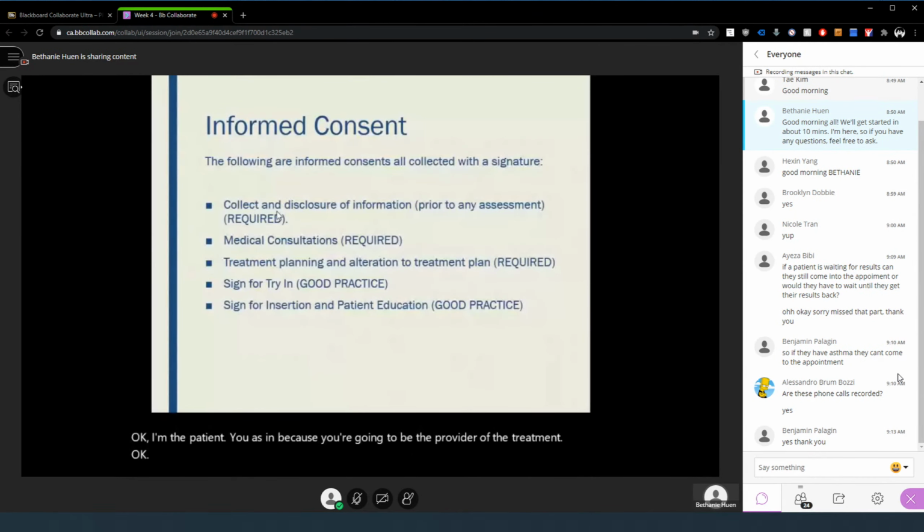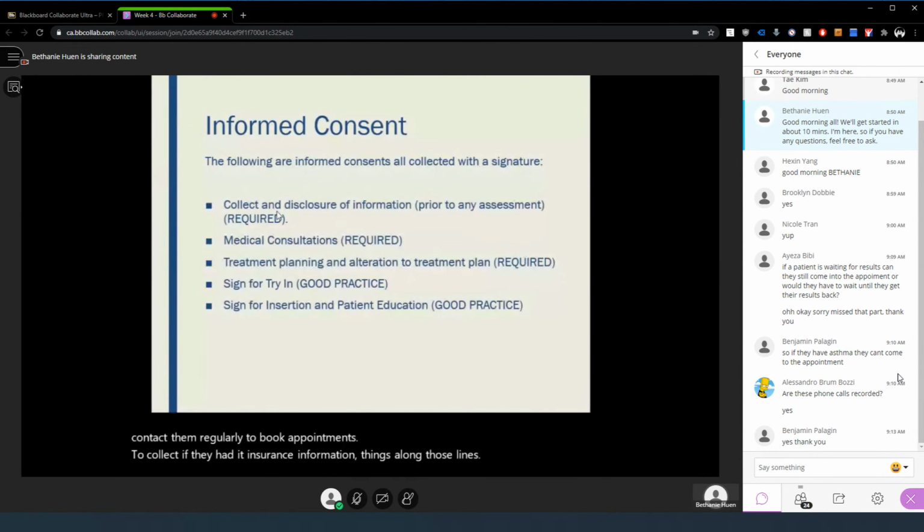You, because you're going to be the provider of the treatment. So what type of informed consent documents do we need to collect? The first one that is collected at the start, before any treatment is done, is a general consent form. That essentially has to do with the collection and disclosure of any information. So the patient is giving you permission to collect and store their contact information, to contact them regularly, to book appointments, to collect insurance information, things along those lines.